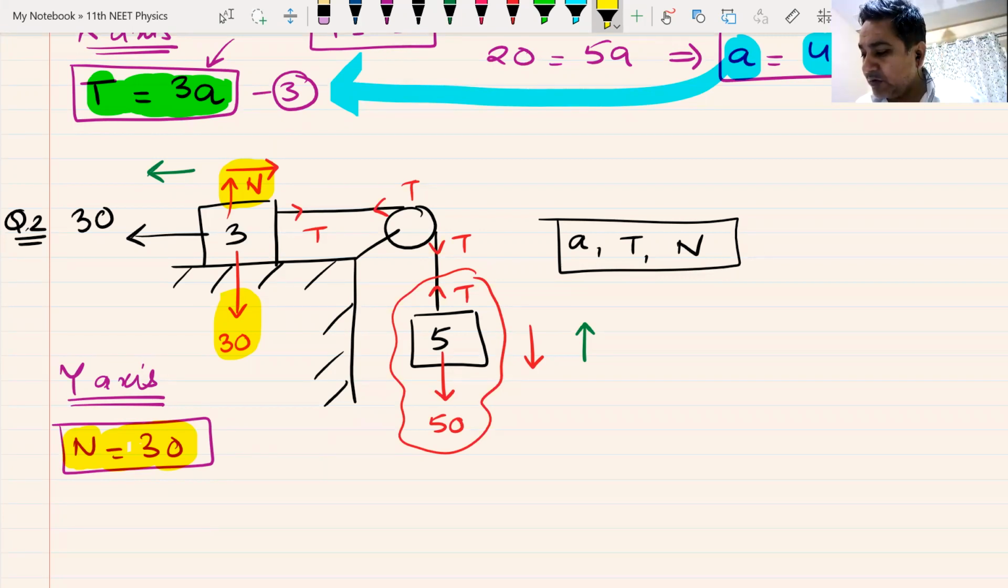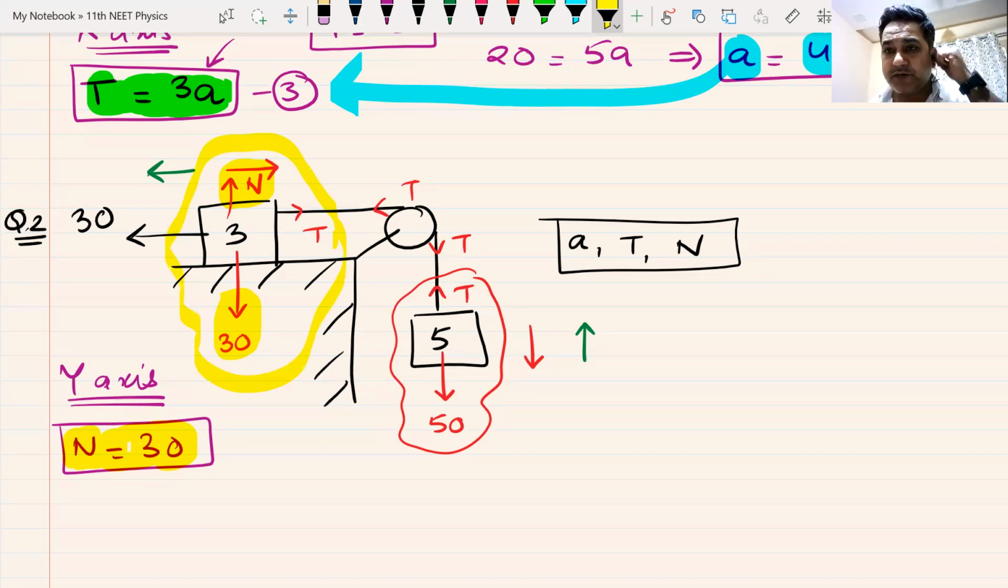Now I look here, and this is the free body diagram of the 3 kg block. Now, once I look at the 3 kg block, what do I find? There is a force of 30 newtons acting on this block. Do we see that force, 30 newtons acting on this block? Yes or no?